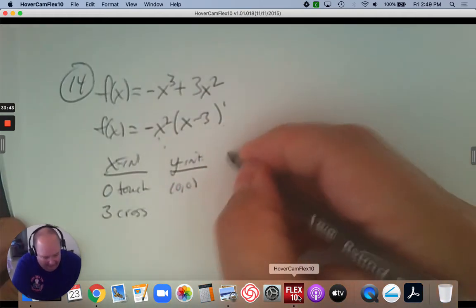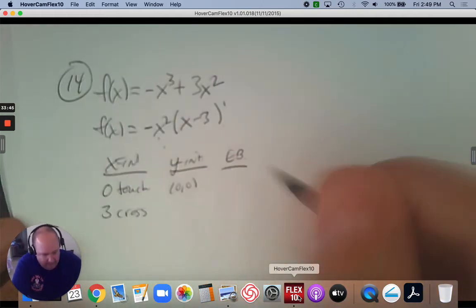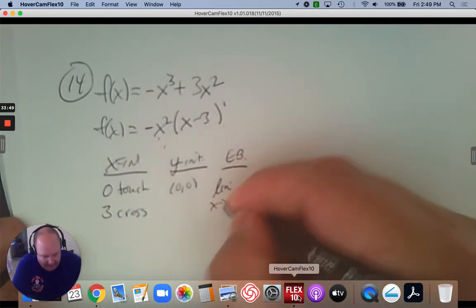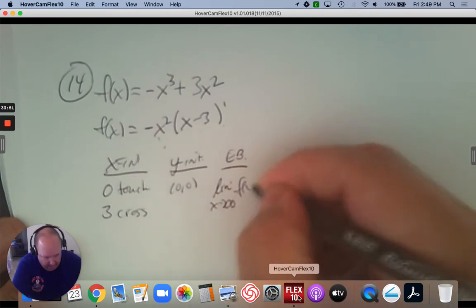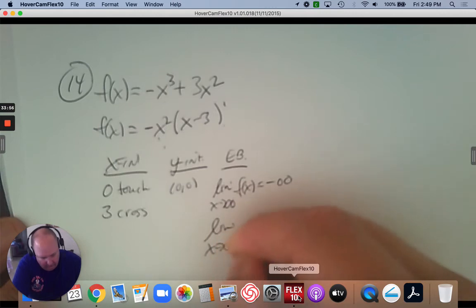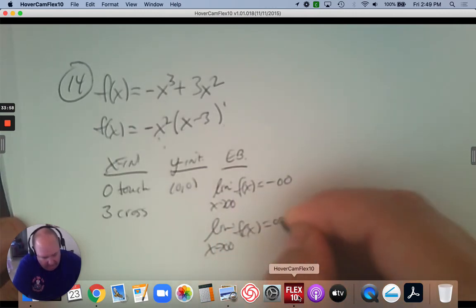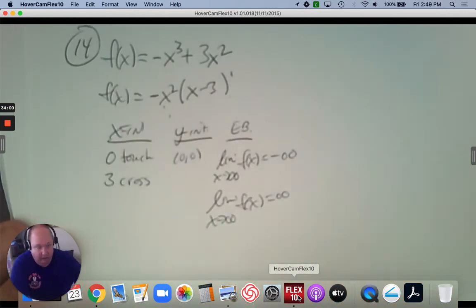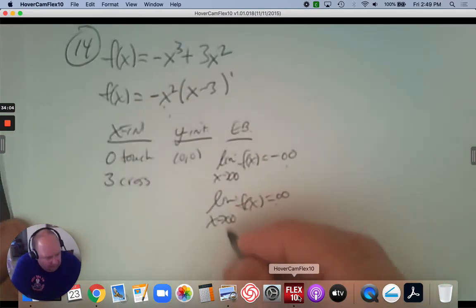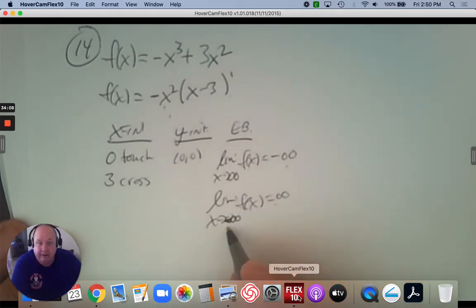I know the end behavior. The power term is negative x cubed. That means the right end is going down and the left end is going up. Negative with an odd exponent, the right end goes down, and this should say negative infinity, and the left end is going up. That's pre-calculus. That's good enough.